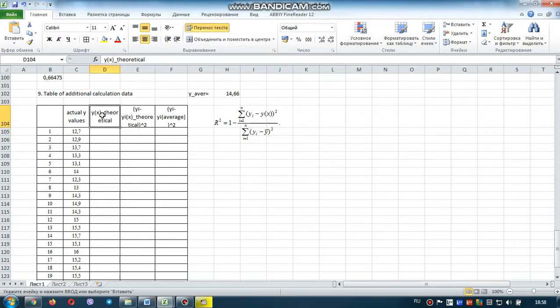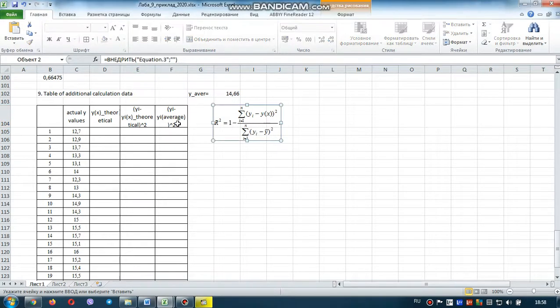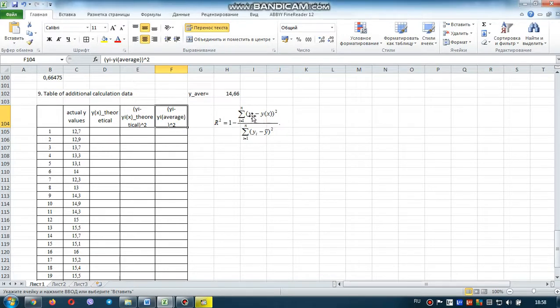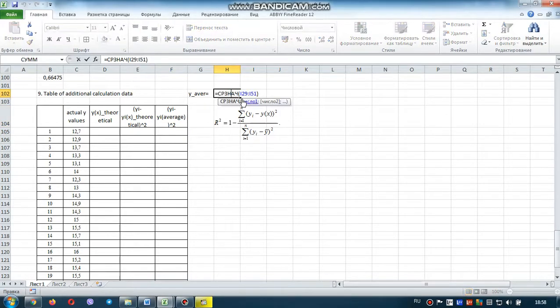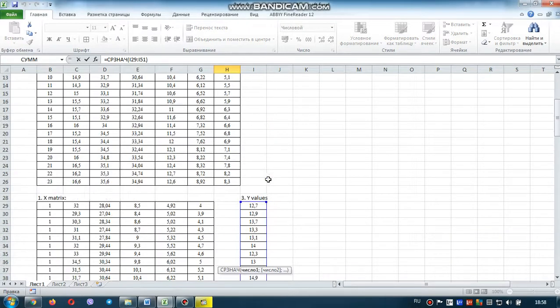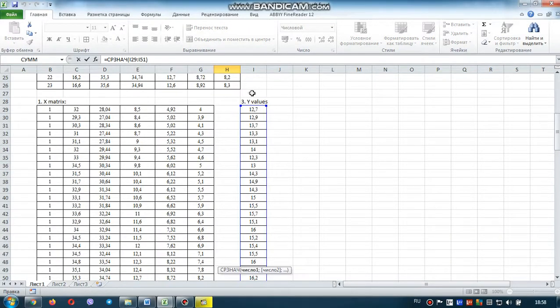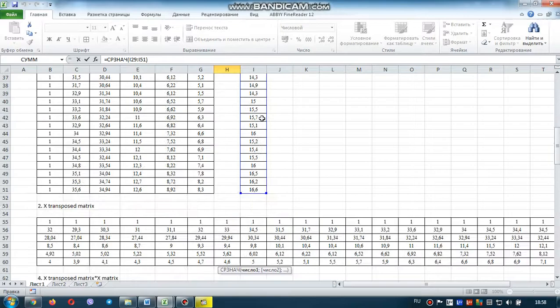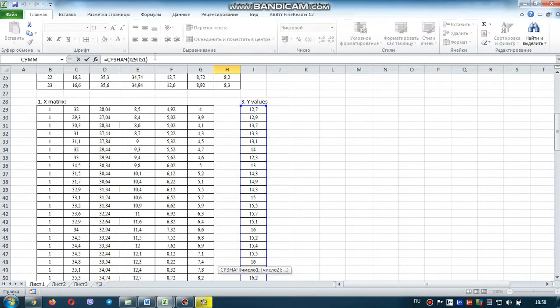So, theoretical value, this difference for calculation of the numerator and this difference for calculation of the denominator. For numerator this, for denominator this. The average value is calculated by the function through much.